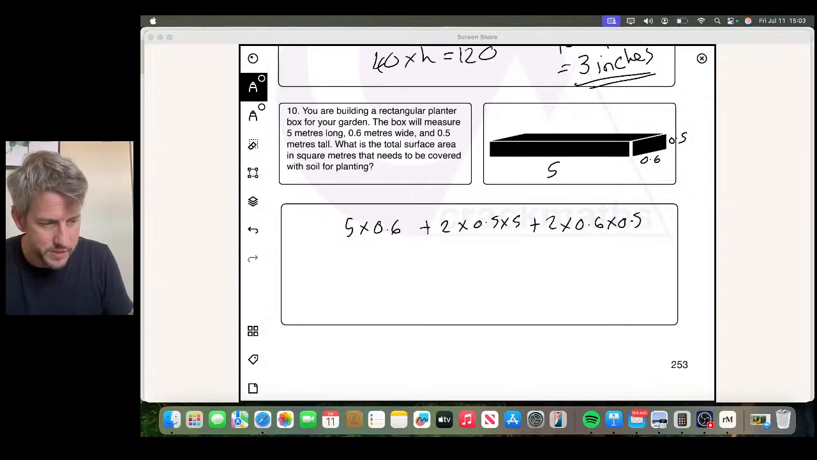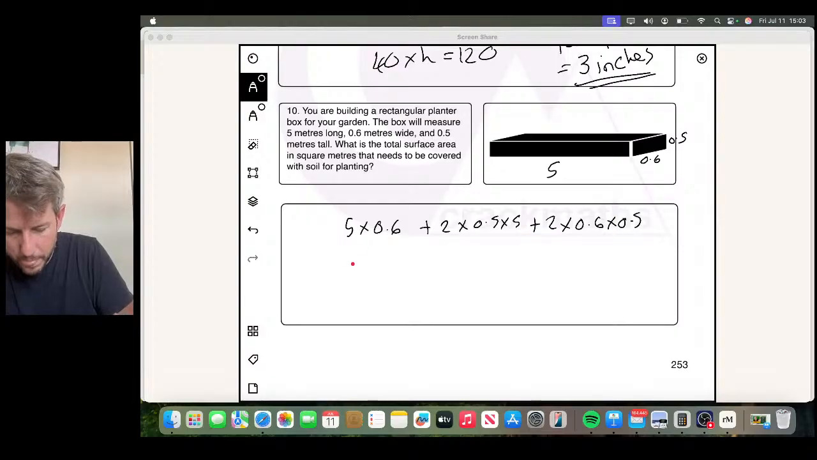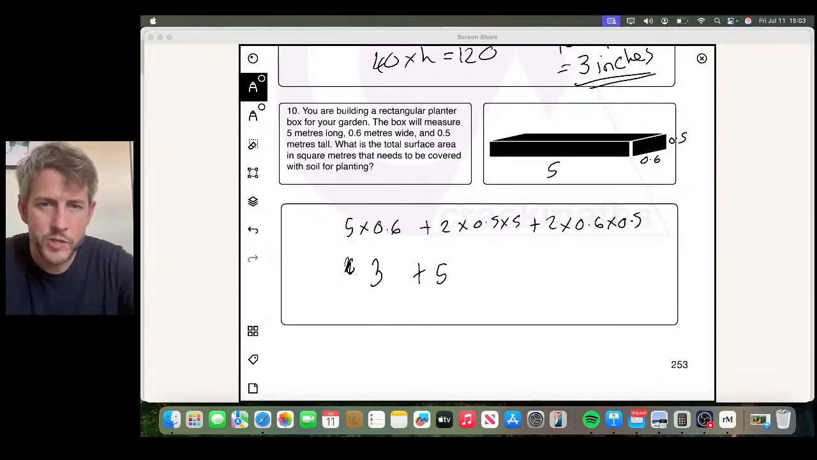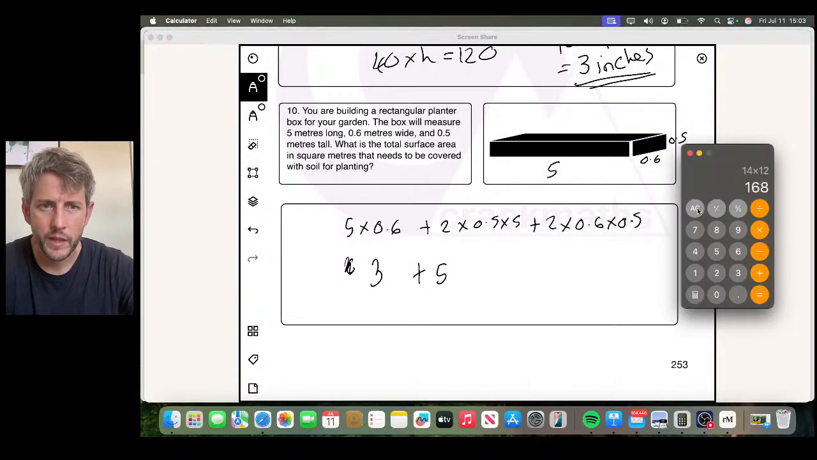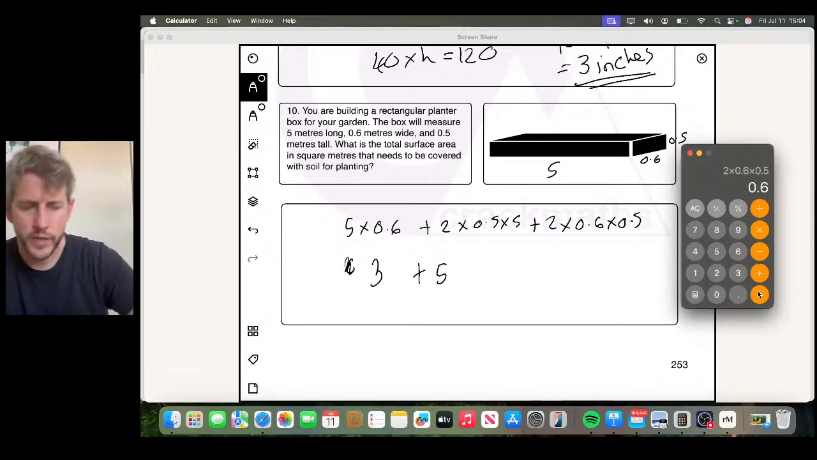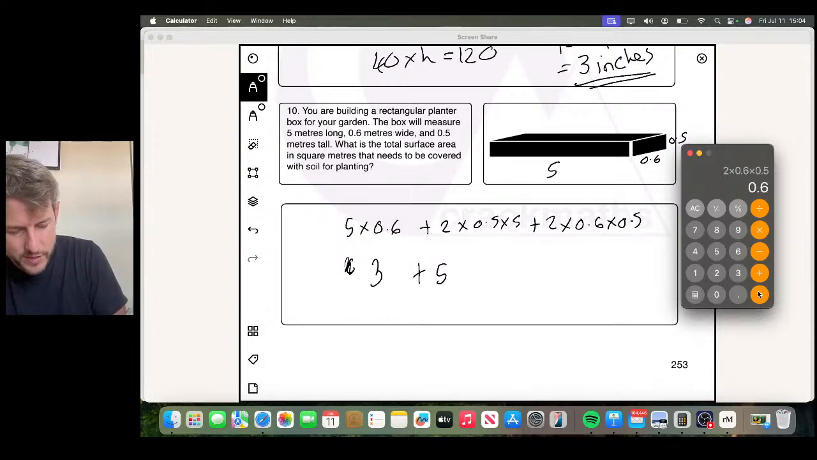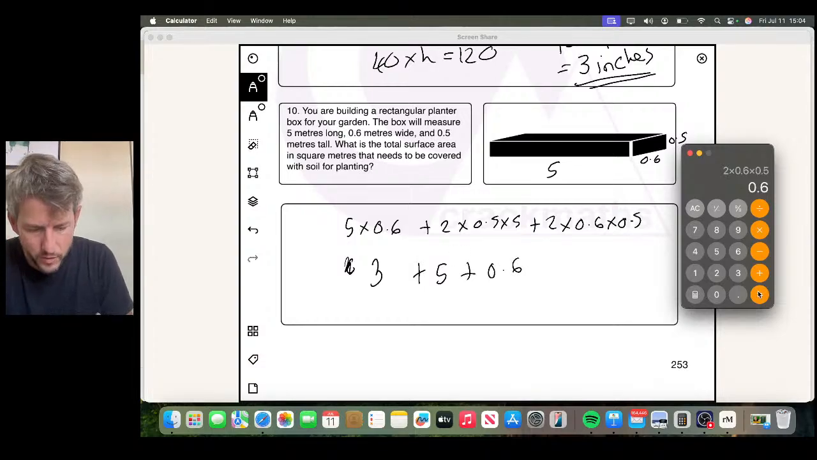Okay, so here we go. This is going to be 3, this is going to be 5, and this one will be 2 times 0.6 times 0.5, and this will equal 0.6. Oh yeah, of course it does. Plus 0.6. Right, so let's get these added together. 3 add 5 is 8, plus the 0.6 is going to be 8.6.